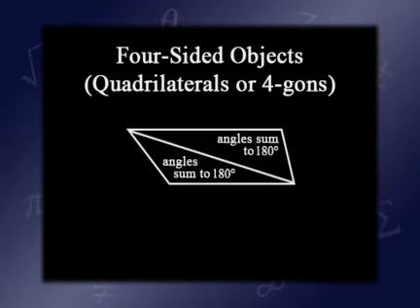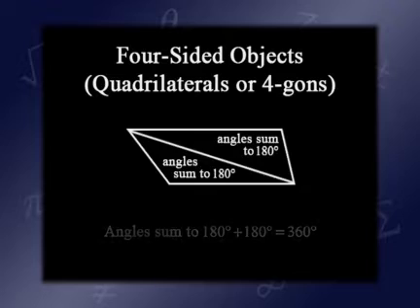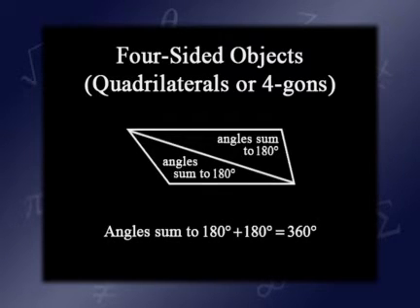And therefore, when you add up the angles, we're going to get 360 degrees. So any four-sided figure will have a sum of angles equal to 360 degrees. Of course, you might call that a foregone conclusion, but be that as it may. Let's look at a five-sided object now.